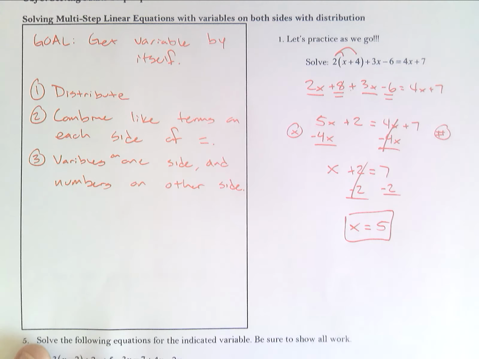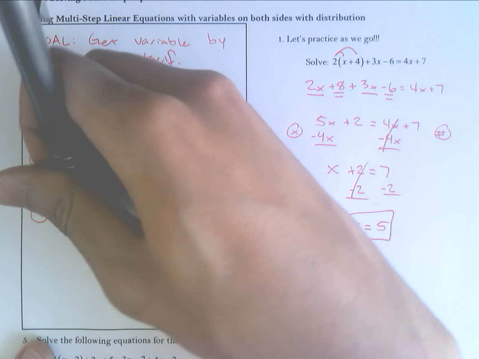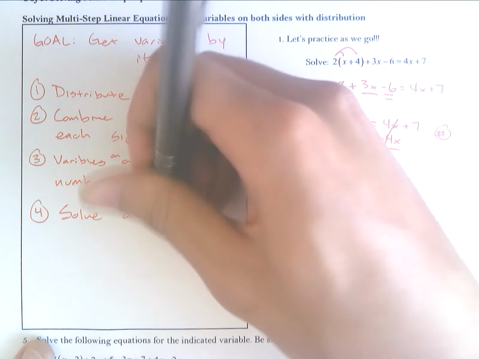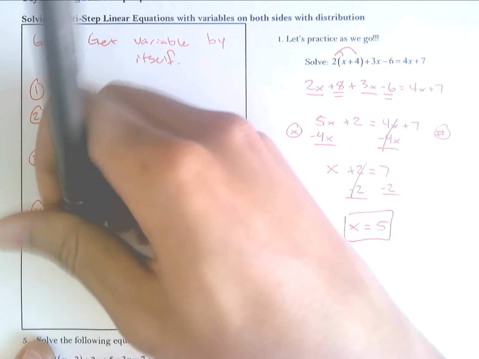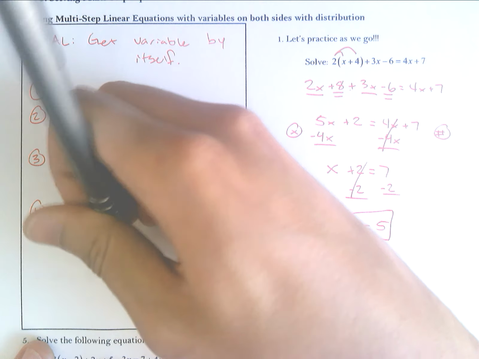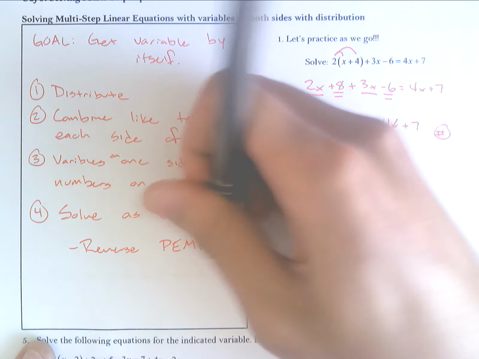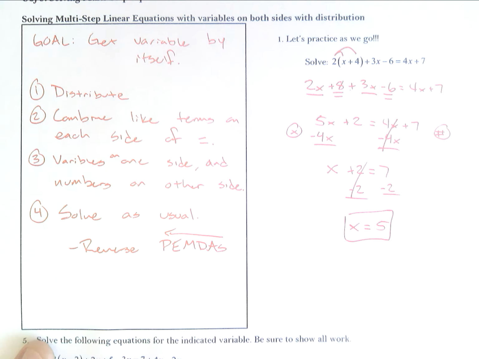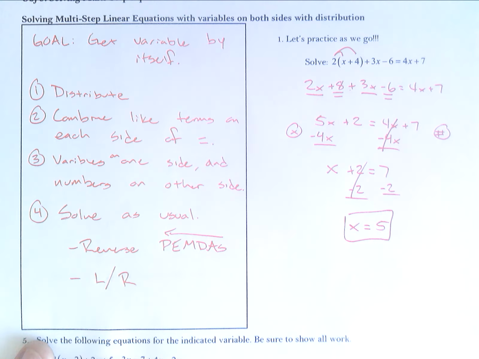But again, I'm going to include this last step. Solve as usual. And remember, to solve, we use reverse PEMDAS. And again, if you do anything to the left-hand side, you must also do it to the right-hand side. All right, let's try an example here.